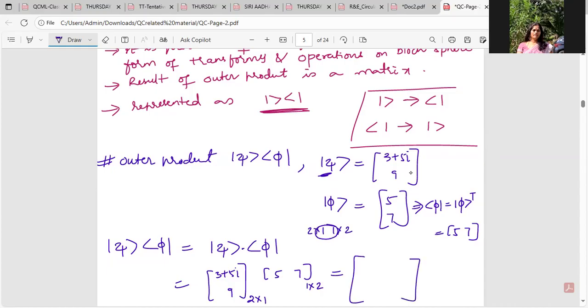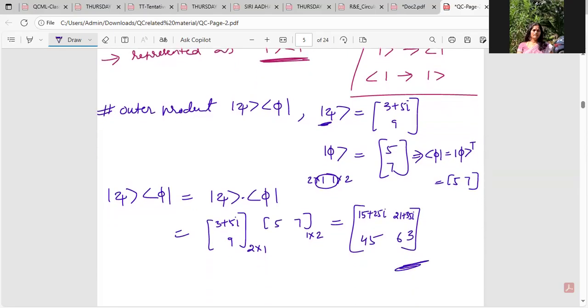Okay. So 15 plus 25i. And then 21 plus 35i. And then 45, 9 5s, 45, right? 9 7s, 63. Okay. This is the resultant of an outer product. I think I am clear.